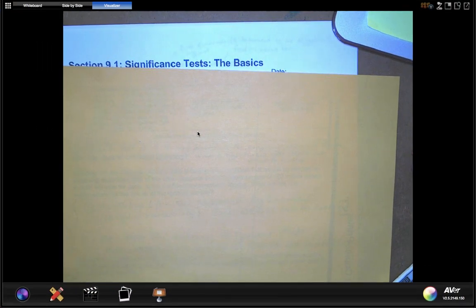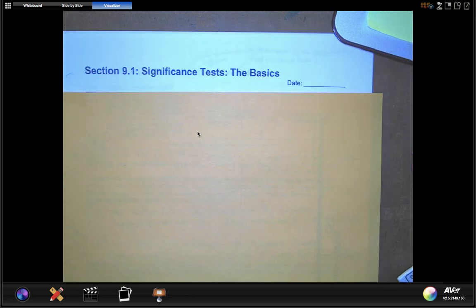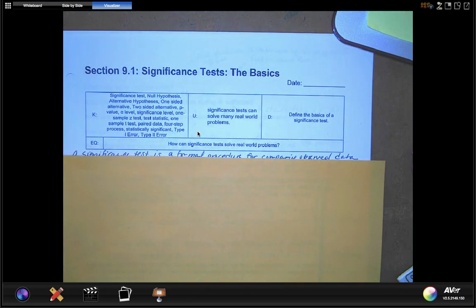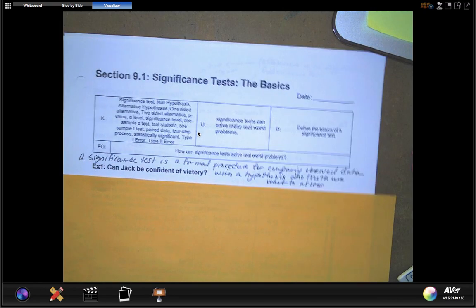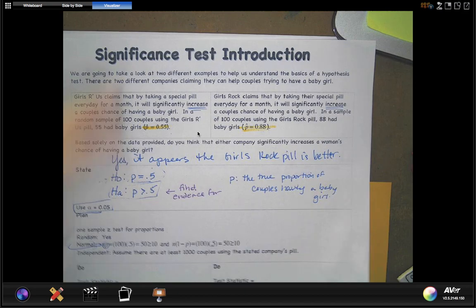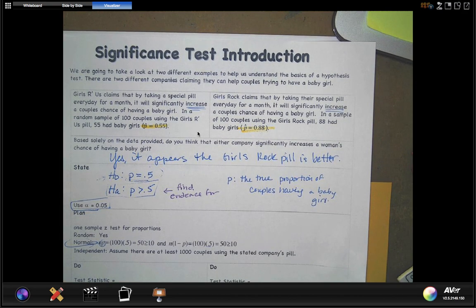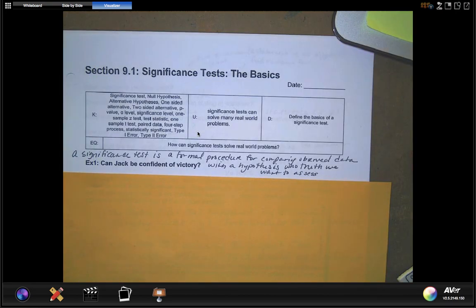Okay, so we're going to start 9-1 right now. We're going to look at the significance test, the basics here. A significance test is just a formal procedure for comparing observed data with a hypothesis whose truth we want to assess. Again, we did this example right here. We just have this procedure here, and we're trying to test a hypothesis, okay?